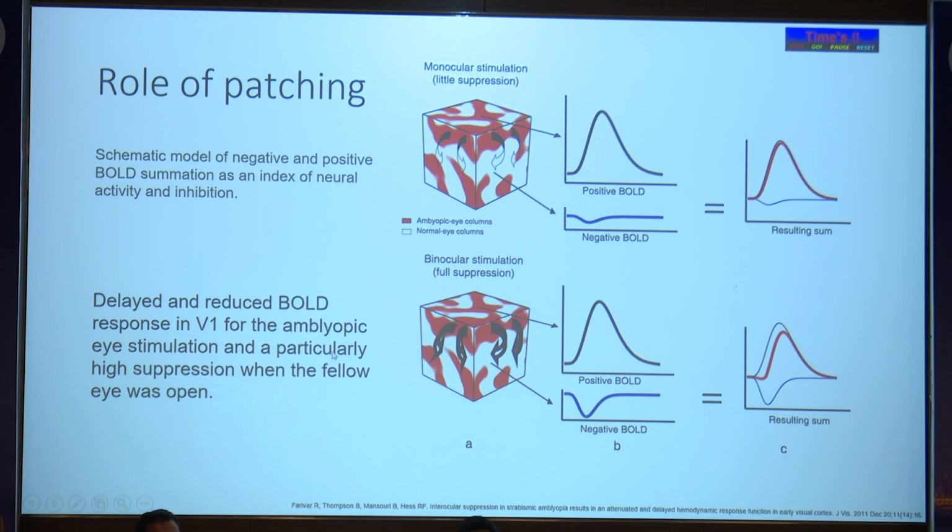Then, patching has been done since before functional MRI, but by doing BOLD sequencing, they identified that if you don't patch, the normal eye will inhibit the amblyopic eye. So if you patch the eye, the negative BOLD value is low. They identified this by doing functional MRI.